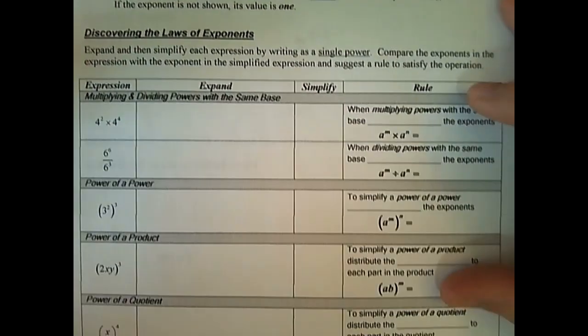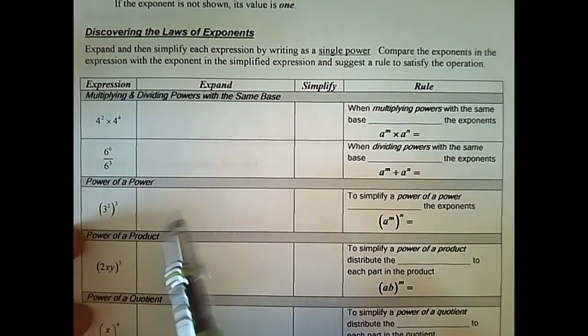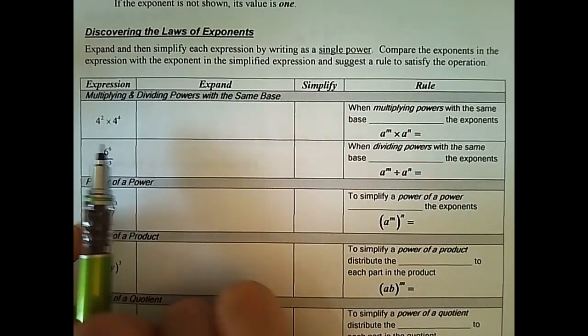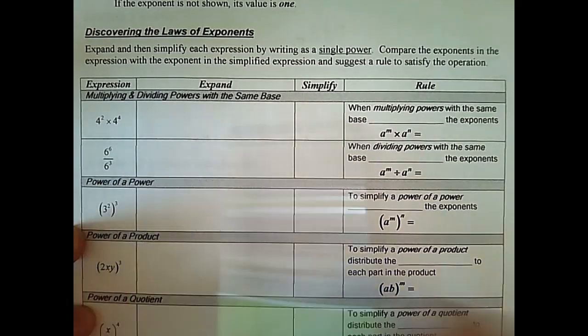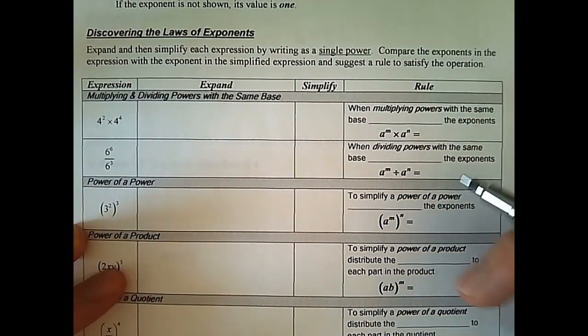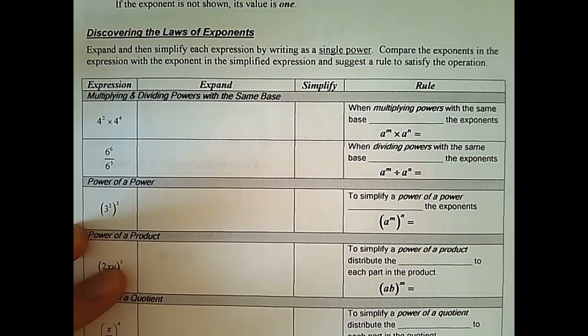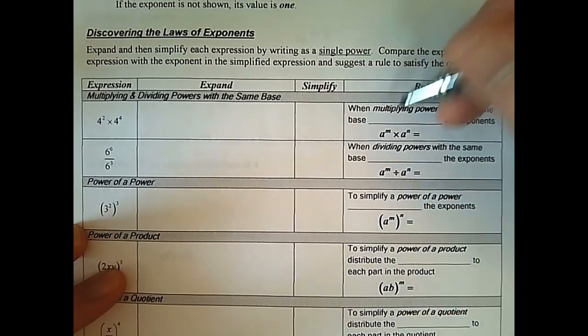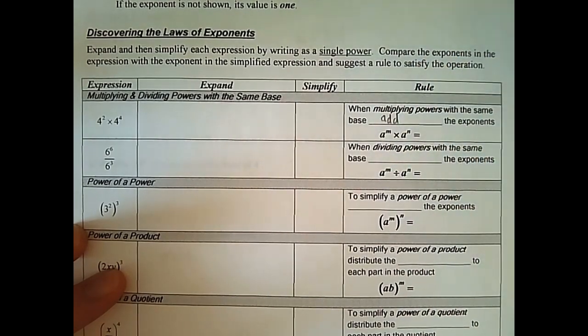Okay, so let's go over these laws of exponents. You already know most of them, but there's some you might just need a refresher on. So I'll try and go quickly through this. So if we're multiplying these exponents with the same base, what are we going to do when multiplying powers with the same base? We add the exponents.